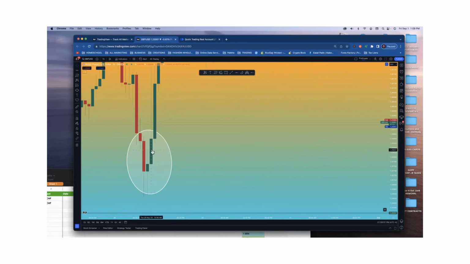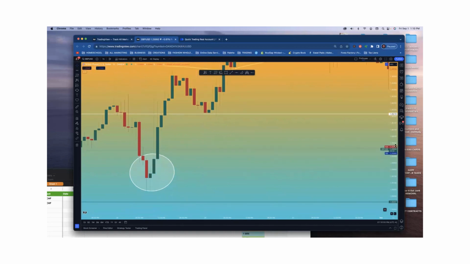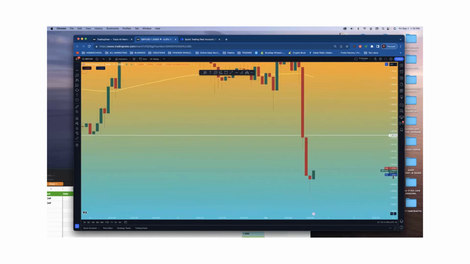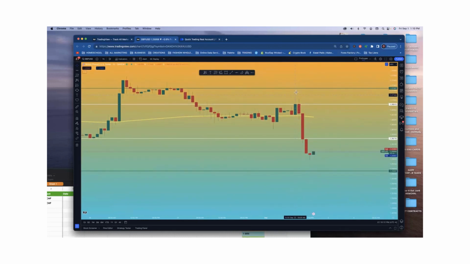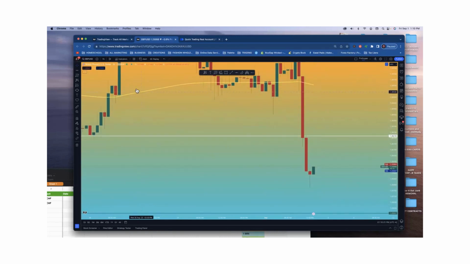All right, so you would not get in on this candle. You would get in on this candle here. All right. And this is not quite it, but close. All right. So that is a very quick and short video of how you want to do your top-down analysis and find an entry.